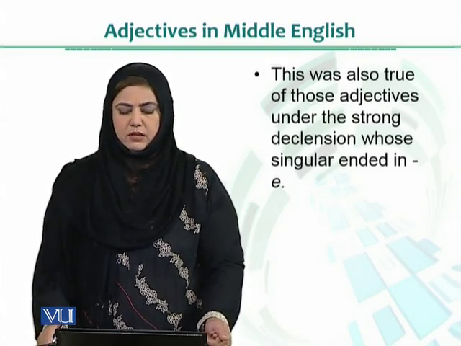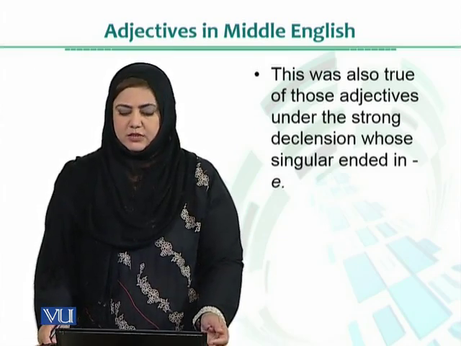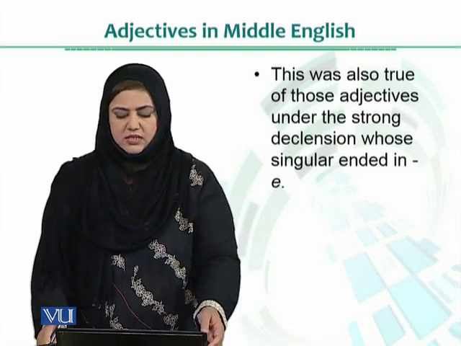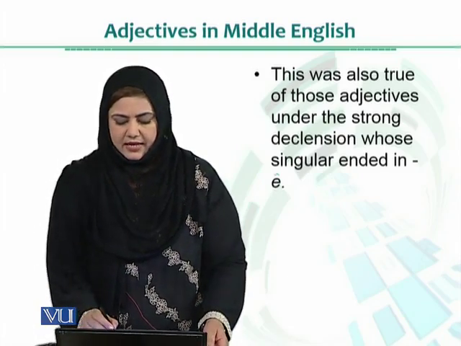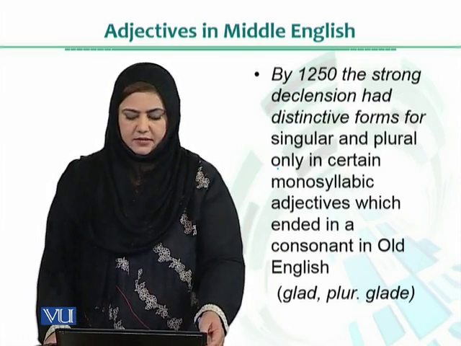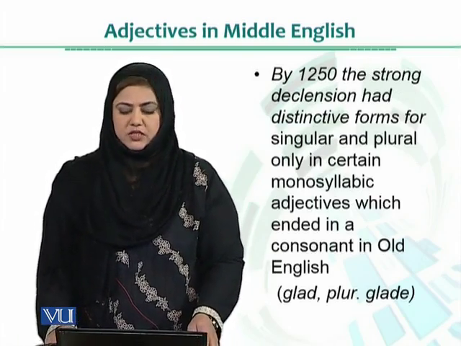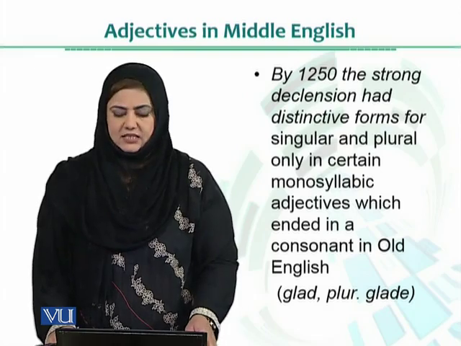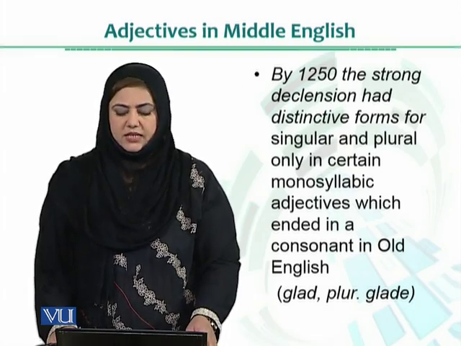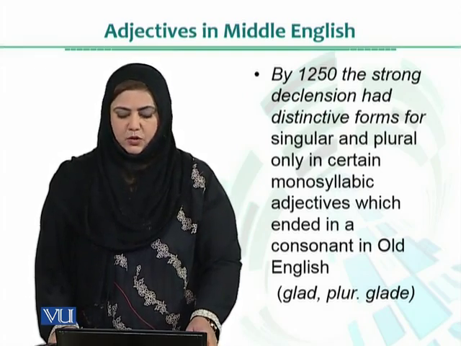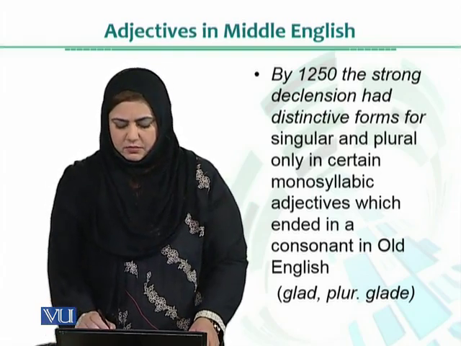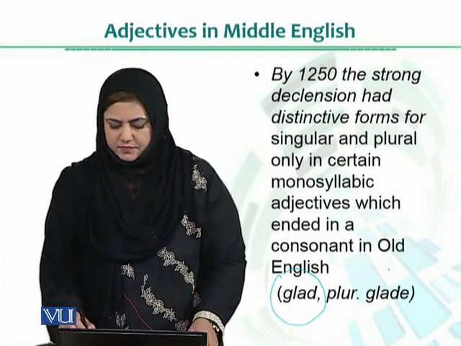My dear students, this was also true of those adjectives under the strong declension whose singular ended in, again, the same sign. It was by 1250 that the strong declension had distinctive forms for singular and plural only in certain monosyllabic adjectives which ended in a consonant in Old English. Here at the bottom of the slide you can see an example.